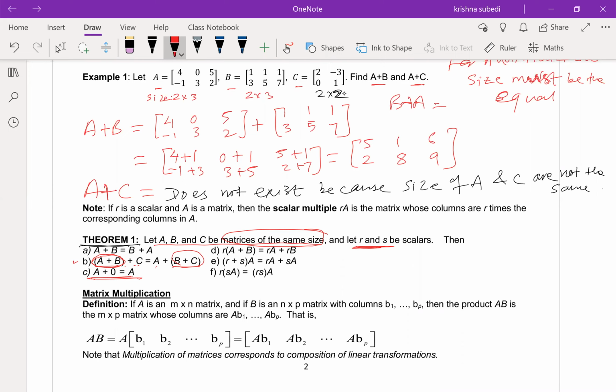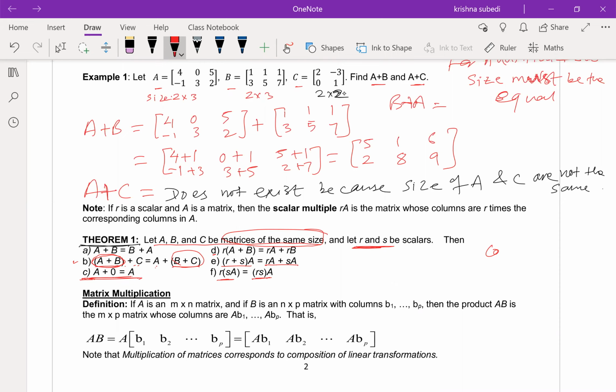The first one is commutative. The second one is associative. The third one we call the identity property of addition. So when you add 0 to any matrix, then you get the same matrix. Okay. If we multiply by any scalar, part D, as you can see, R times A plus B and RA plus RB are equal. Or you can do this. So multiplication by a scalar. Okay. And this property also holds true.